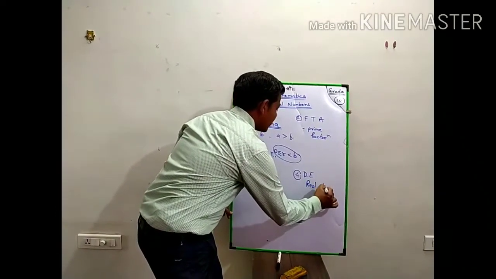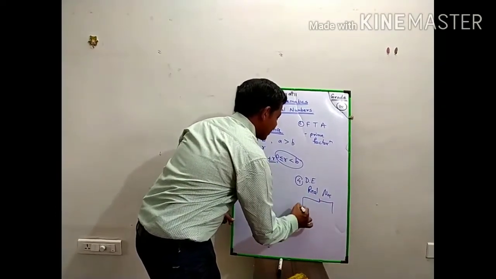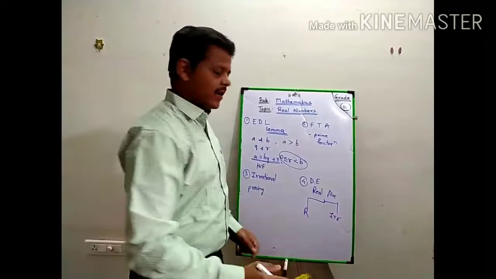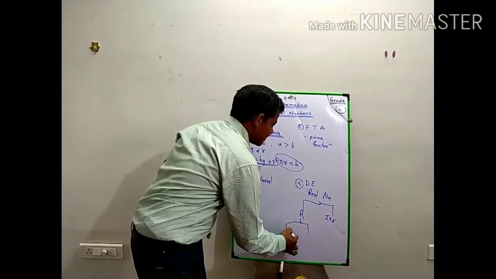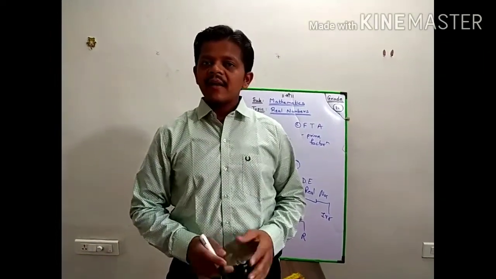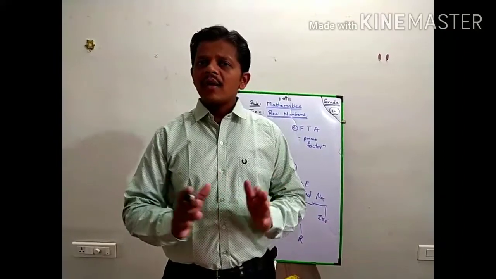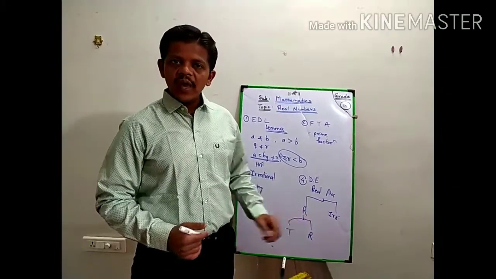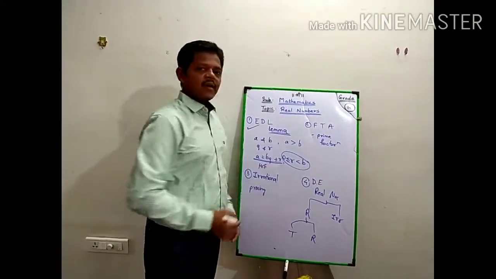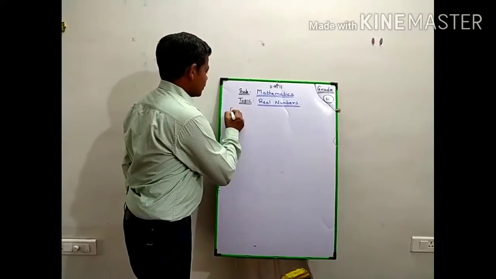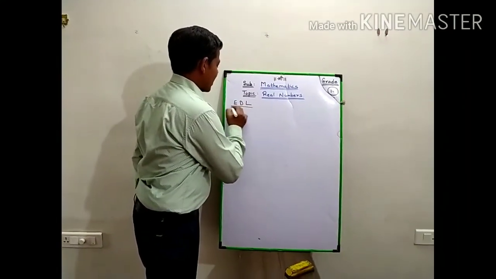Again, you know it very well, real numbers are either rational or irrational. And moving ahead, we have also studied rational numbers are either terminating or recurring, whereas irrational numbers are neither terminating nor recurring. So we'll see these four topics in details. Today we are going to start with our first topic, Euclid's division lemma. So very quickly we'll begin with our first part, that is the Euclid's division lemma.